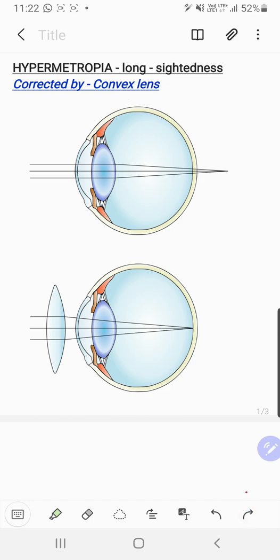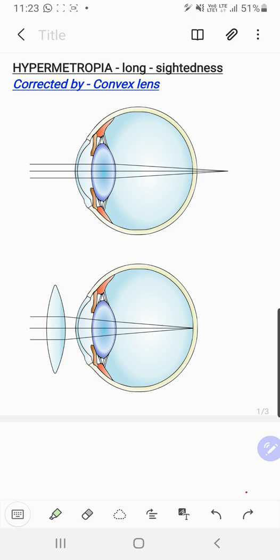Hypermetropia is long-sightedness. Long-sightedness means the person is able to see the farther objects because the eye lens has become adjusted to viewing those far objects, but the person is not able to see the nearer objects here.